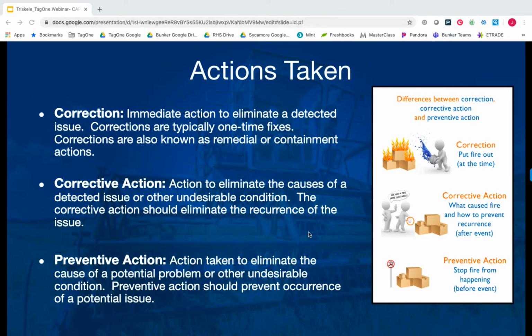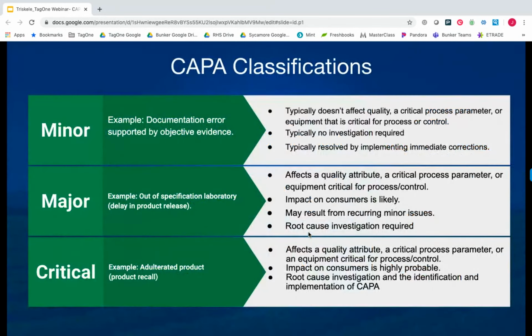So in that case, you would implement a preventive action for that second manufacturing line. But you don't always have to do both, and sometimes it doesn't make sense to do both. Got it. So there's different classifications, right? There's things that can be not a big deal, and some things that can be absolutely disastrous.